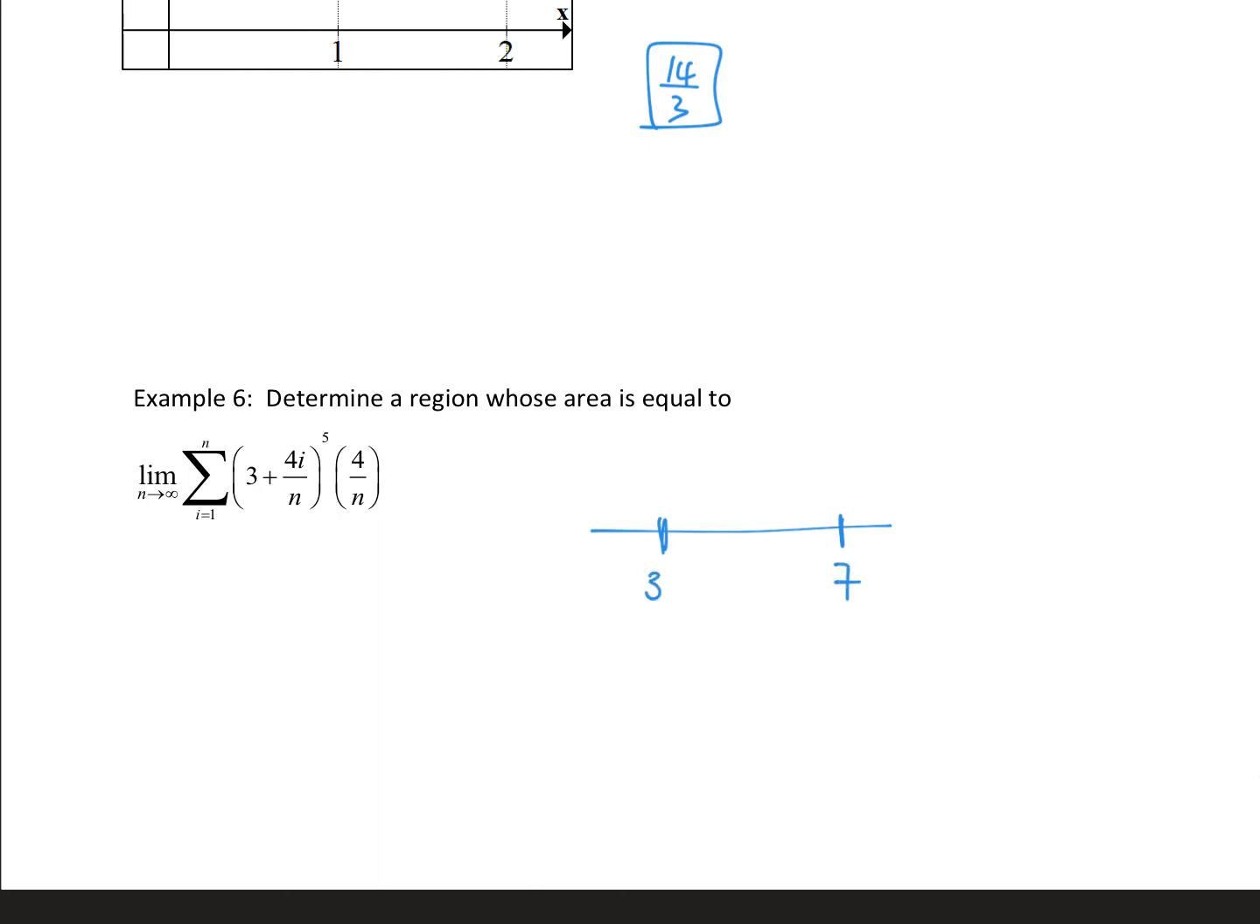The reason I chose 3 to 7 is because it's 3 and then you kept adding something. When i is 0, you're looking at 3, so you're starting from here. And then 4 over n is my delta x, which means this length is 4. That's why I put 7. And basically the function is the fifth power function, so the area is under f of x equals x to the 5th over the interval 3 to 7.